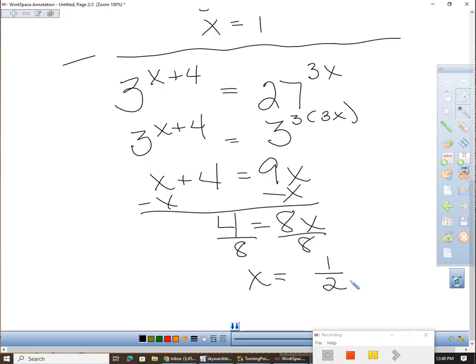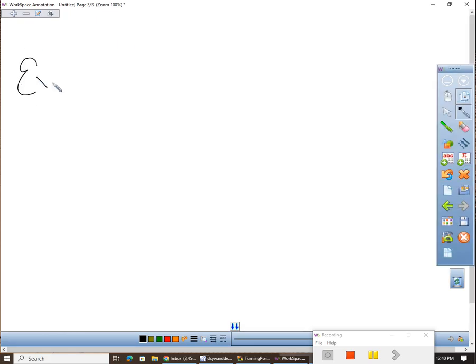Questions on these first couple? This is similar to what we've been doing for like the last week or so. Okay, so let's get into the new stuff then. Example number 2. This is for problems 16 through 22.